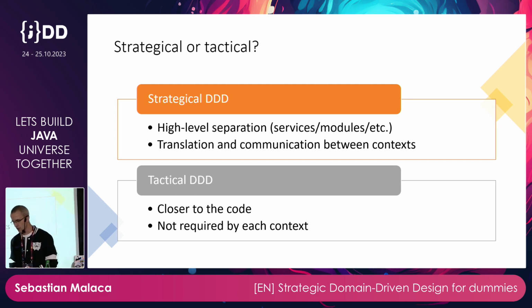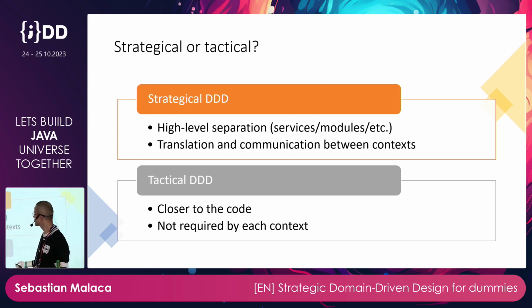The difference is on the scale. So strategic DDD we are using for the high-level separation. A naive approach, but this is really naive, is to have an idea of how to create your services, how to organize your modules, and something like the components, whatever.